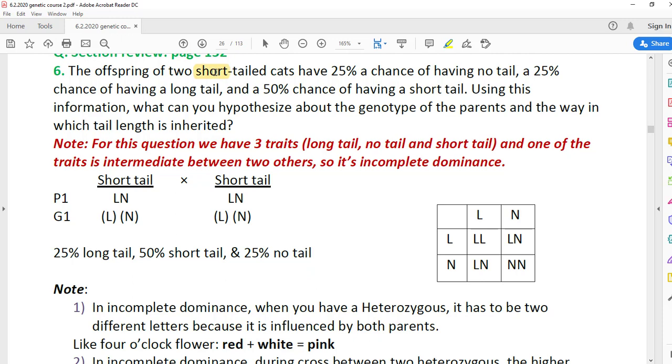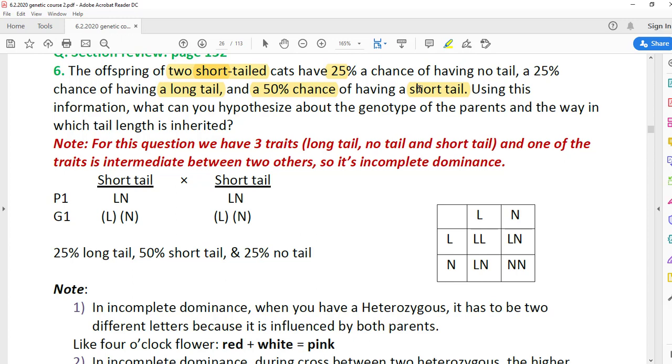For example, in your books, the result of crossing two short-tailed cats: the parents are two short-tailed cats, with 25% chance of having no tail, 25% chance of long tail, and 50% short tail, which is intermediate between the two others. They have a greater ratio of the heterozygous, so this type of cross is incomplete dominant, because tail in cat is incomplete dominant.